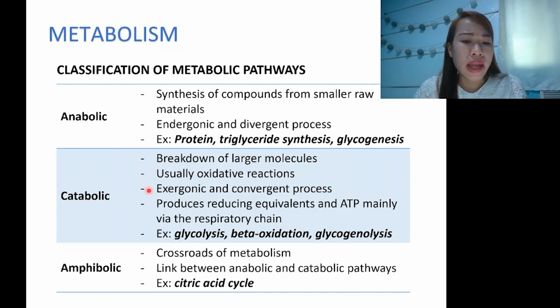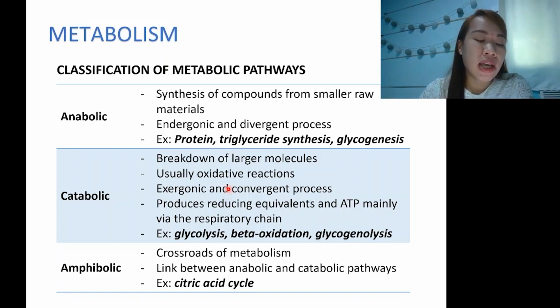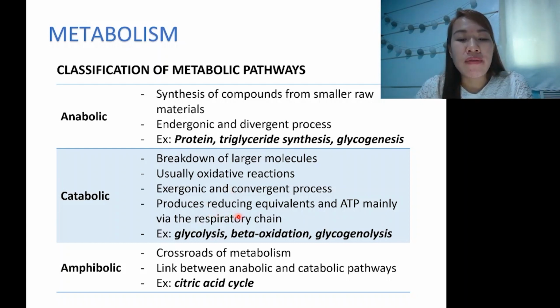Now, we encounter the term exergonic. So when we say exergonic, in this process, you will release energy. You're not going to require energy, but you're going to release the energy. And also, it is a convergent process. It means coming close together. So convergent, it produces reducing equivalents and adenosine triphosphate, ATP, mainly via the respiratory chain. So it produces energy in the form of adenosine triphosphate.